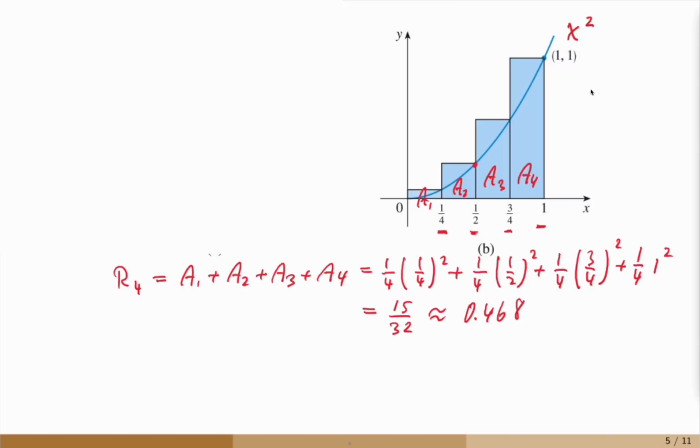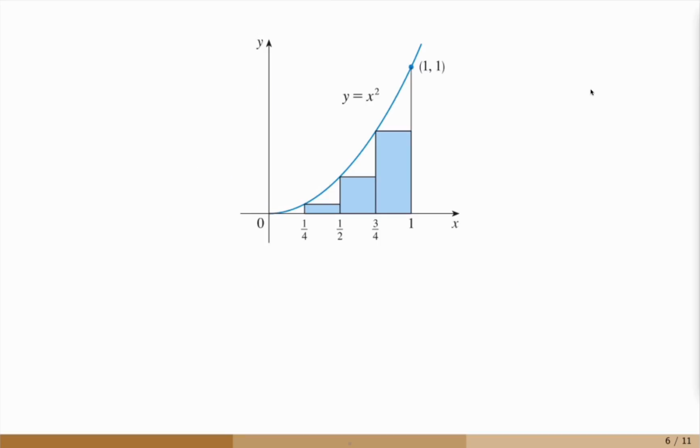But also we know that the area we are interested in, which we called S, is certainly less than R4, because we made a whole bunch of mistakes here and here, so we counted too much. We counted too much area. But don't worry about this, this might disappear. Let's do it the other way.